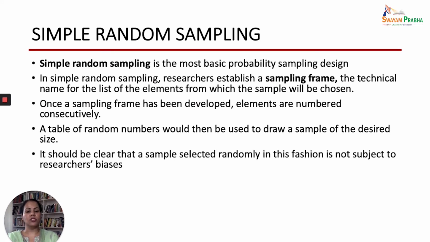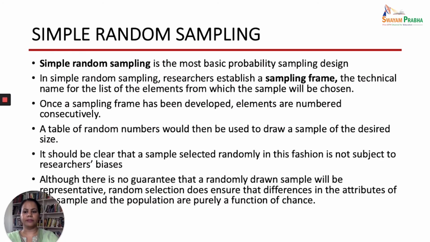The subjects which are selected in the sample are selected based upon the random numbers. So these are selected randomly. So this type of sampling is not subject to the researcher's bias. Although there is no guarantee that a randomly drawn sample will be representative, random selection does ensure that differences in the attributes of the sample and the population are purely a function of chance.